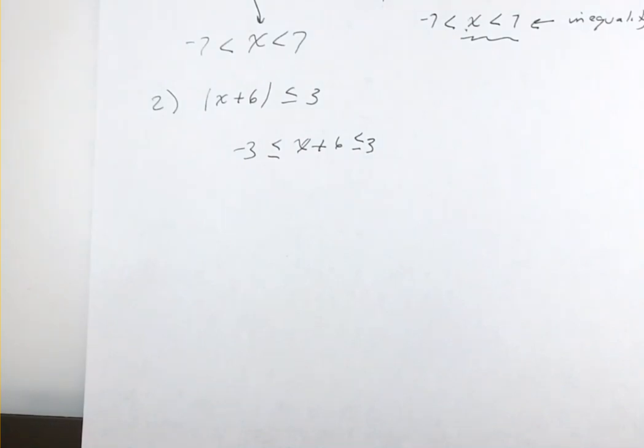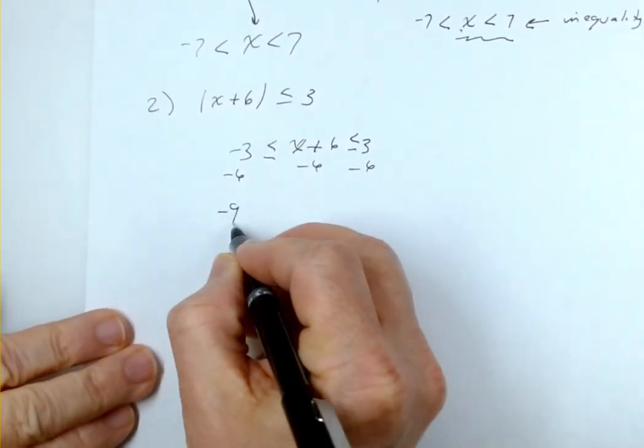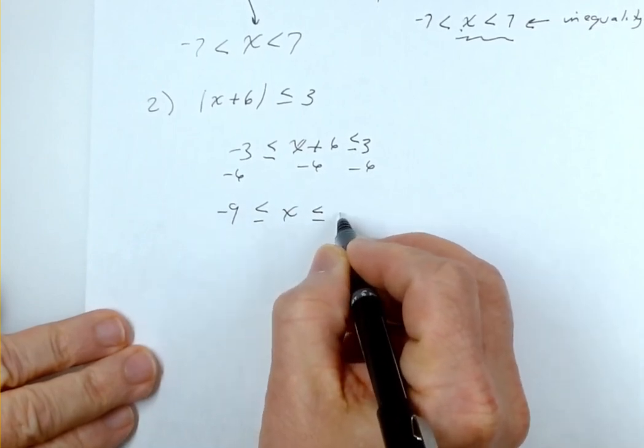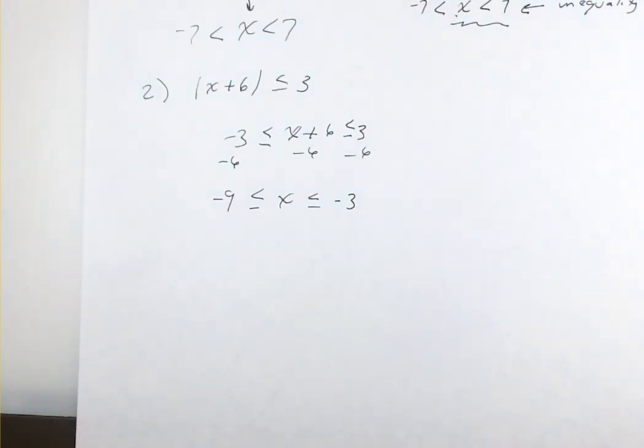And then all you do, just like you did on the last worksheet, is get x by itself. One more step and you're done. What are you going to do to all three parts? Divide by 6. Not divide by 6. You're adding 6, so subtract 6. Subtract 6. And so I get negative 9 is less than or equal to x is less than or equal to negative 3. So all of my solutions are any real number that's between negative 9 and negative 3.